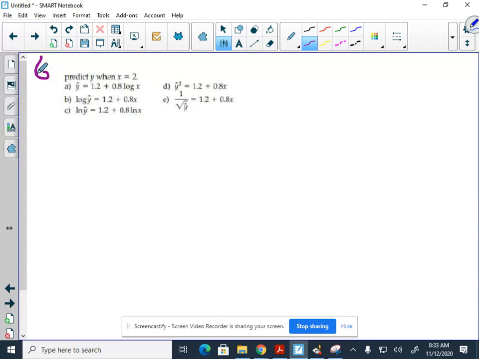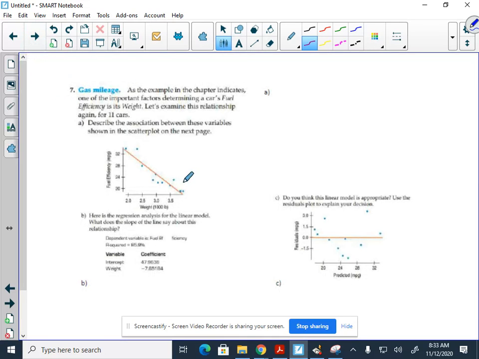So this is number 6. I'm gonna leave that one. I'm not gonna work through all those. Everybody, do we think we can handle those? There is an answer key on there. Okay, if you have questions. All right. So jumping up to number 7.